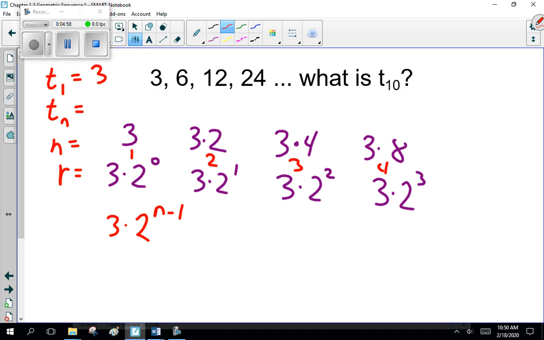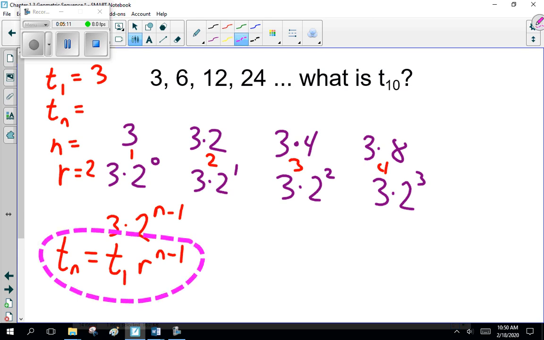T1 is 3. r is 2. So this is t1 r to the n minus 1. And this is the nth term, or t to the n, I should say. So here's our new formula. If you saw where it came from, great. If not, I'm okay with that because I want you to realize there's nothing magic here. All these formulas come from somewhere. Logic and reasoning.